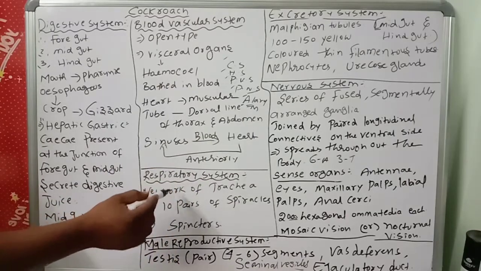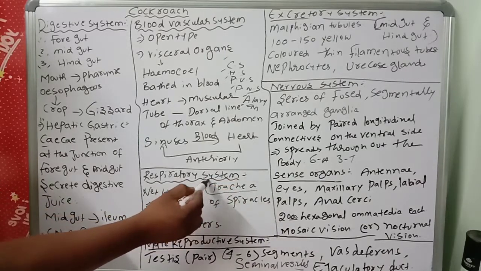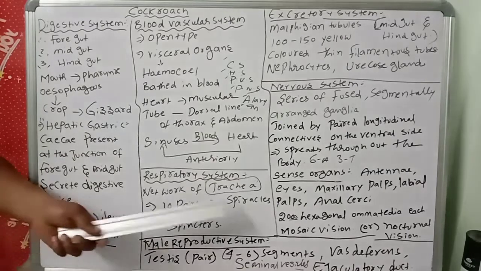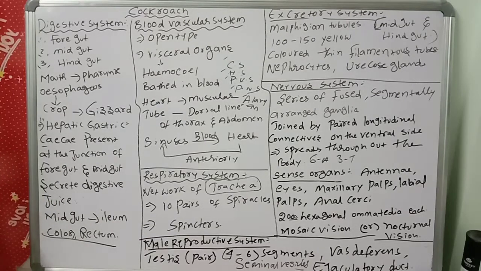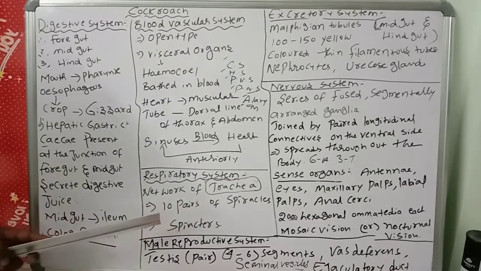Next, the respiratory system. Respiration takes place through tubes called trachea. There are 10 pairs of spiracles. What's the meaning of spiracles? That is also an important bit. Spiracles means openings, pores, through which gas enters the body of the cockroach. The spiracles are regulated by sphincters, which are called spiracle sphincters. That is important.